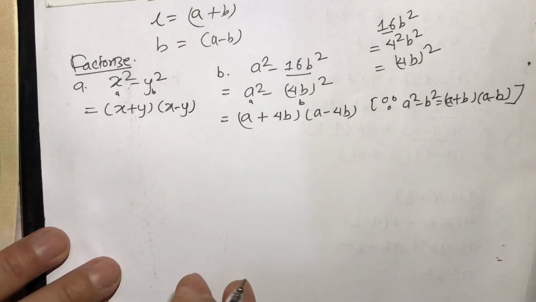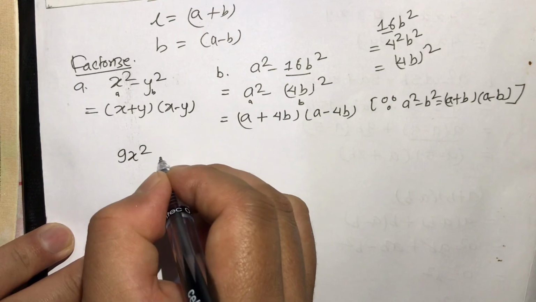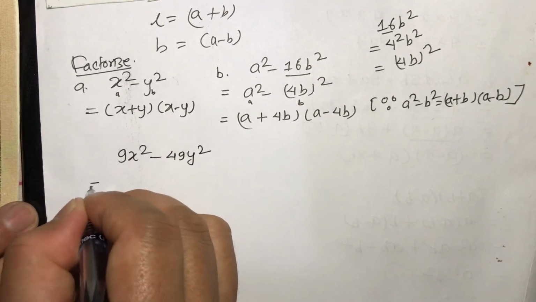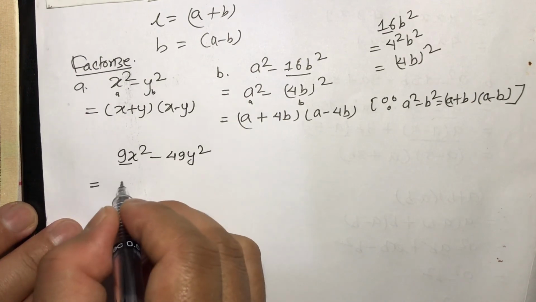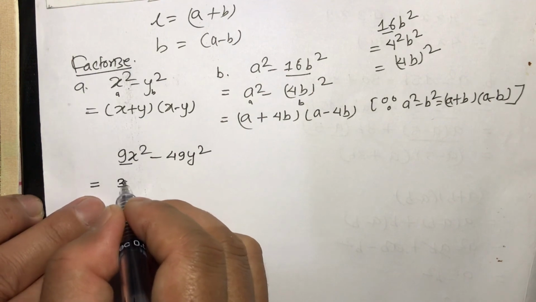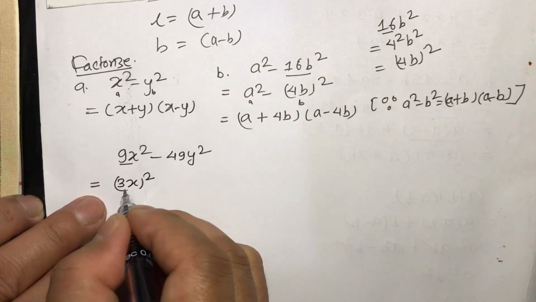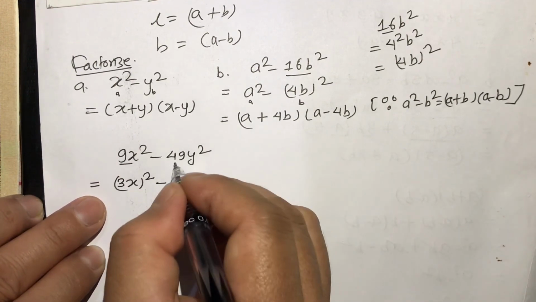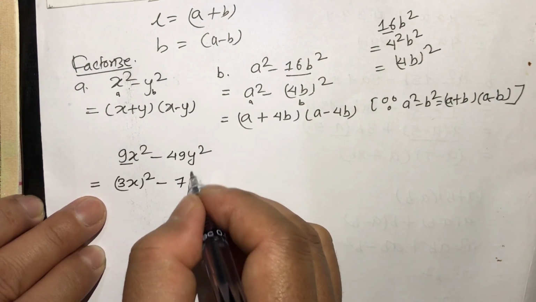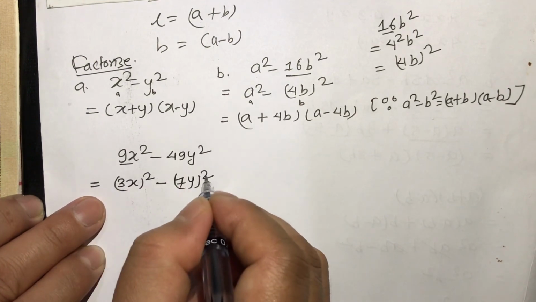Okay, let me do the last one: 9x square minus 49y square. Here also we have to make each whole term a square. 9 is 3 square, so it is 3x whole square, which means 9x square. Similarly, 49 is 7 square, and y square is y whole square. Like this we have to make the whole term a square.